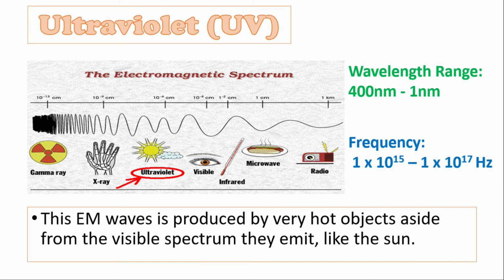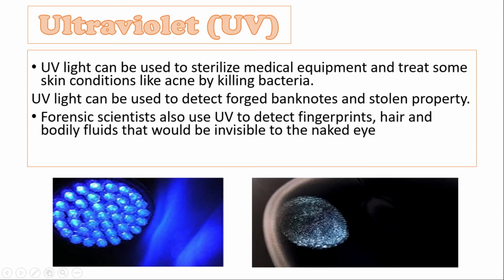Next type of EM wave is ultraviolet. A further increase in temperature and energy of a body, compared to the shortest wavelength of visible light, falls under the category of ultraviolet. This EM wave is produced by very hot objects aside from the visible spectrum they emit, like the sun. UV light can be used to sterilize medical equipment and treat some skin conditions like acne by killing bacteria. UV light can be used to detect forged banknotes and stolen property.